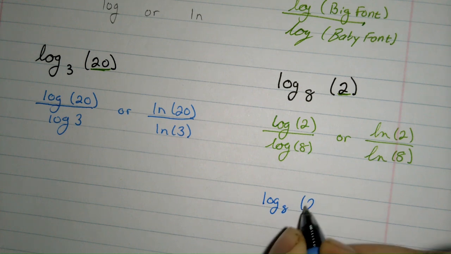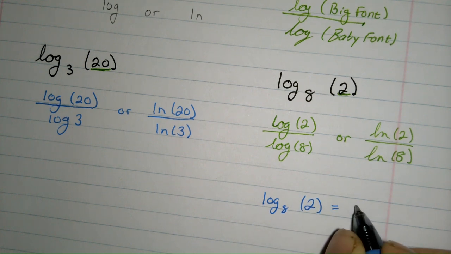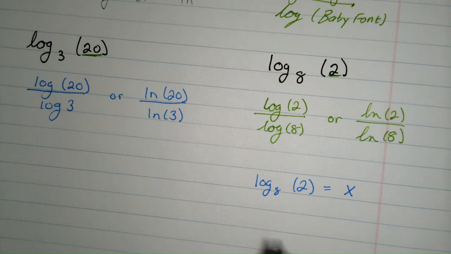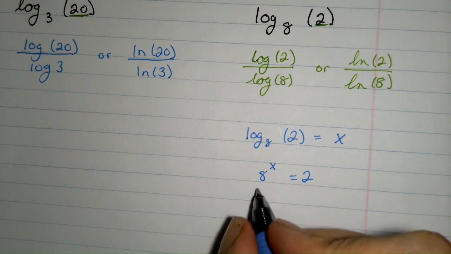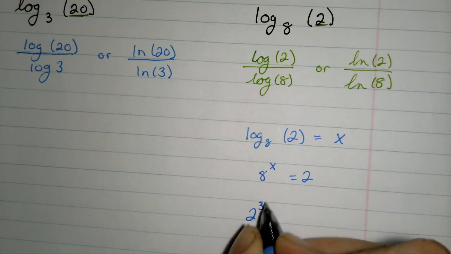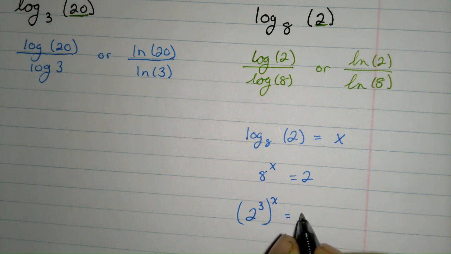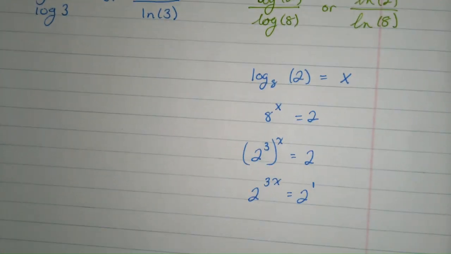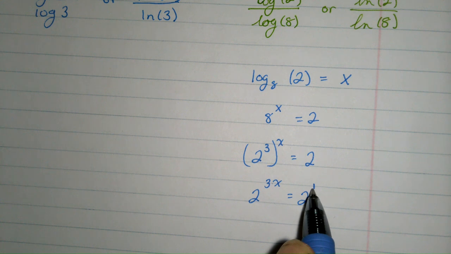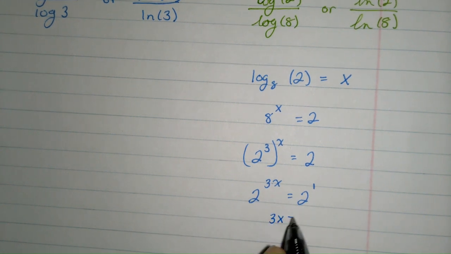Log base 8 of 2 is going to equal some exponent, right? So if I rewrite this, we'll have 8 to the x power equals 2. 8 is 2 cubed. And when I have double powers, I multiply. I need the x value so that my power becomes 1. So 3x has to equal 1. So that's why we're getting 1/3.